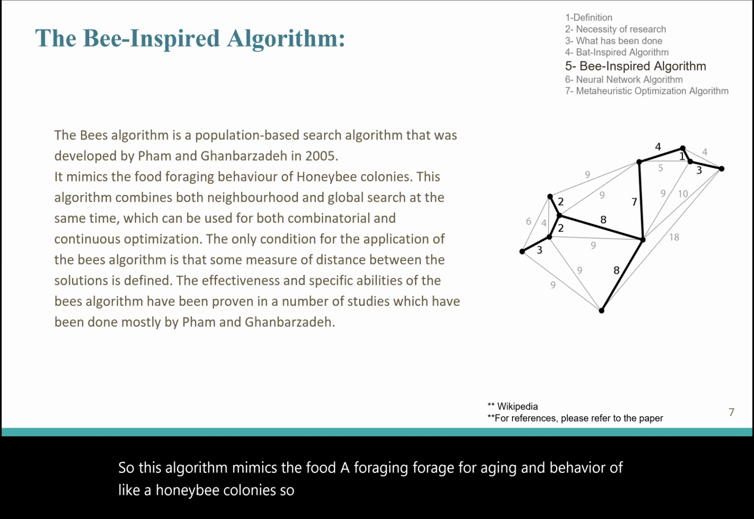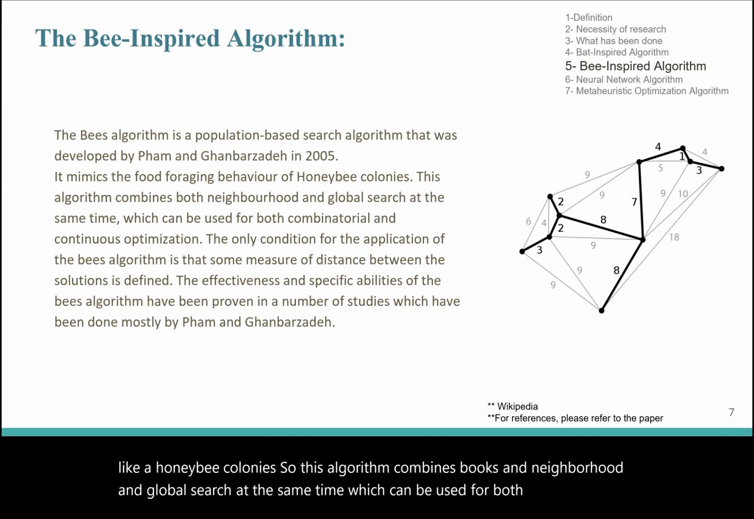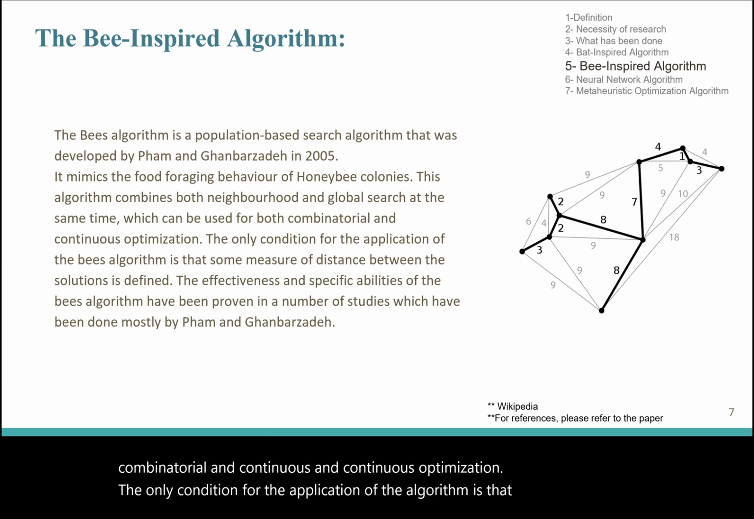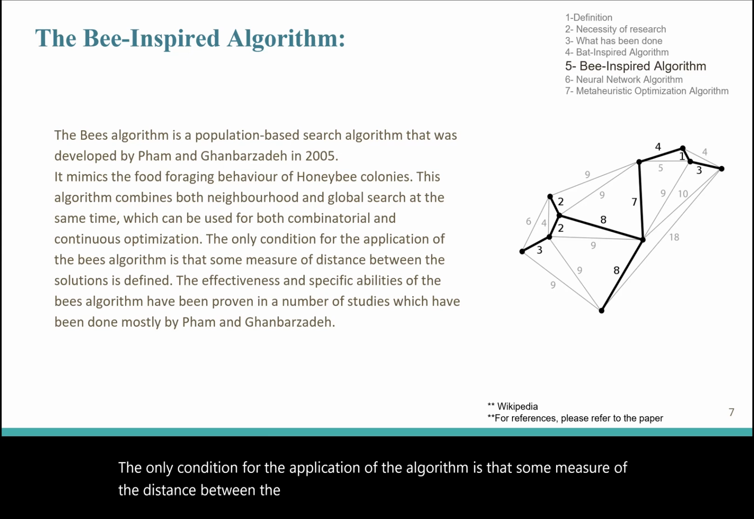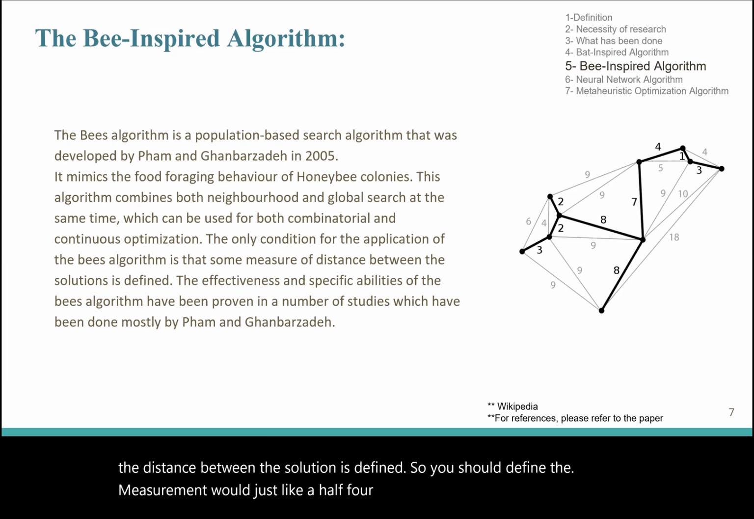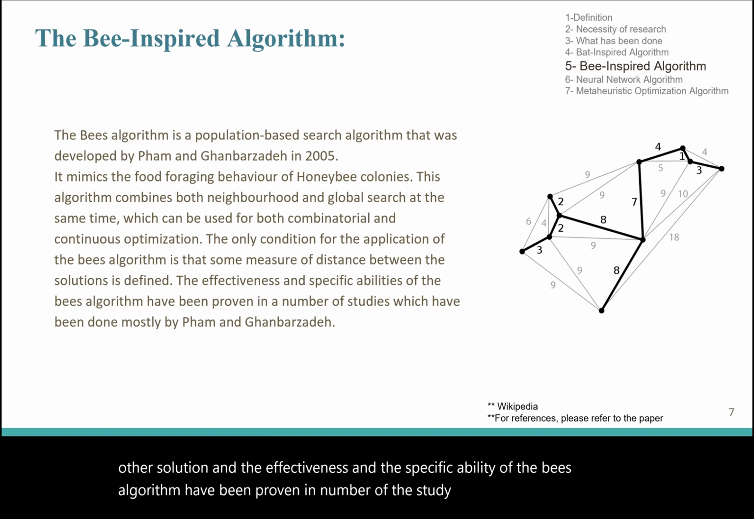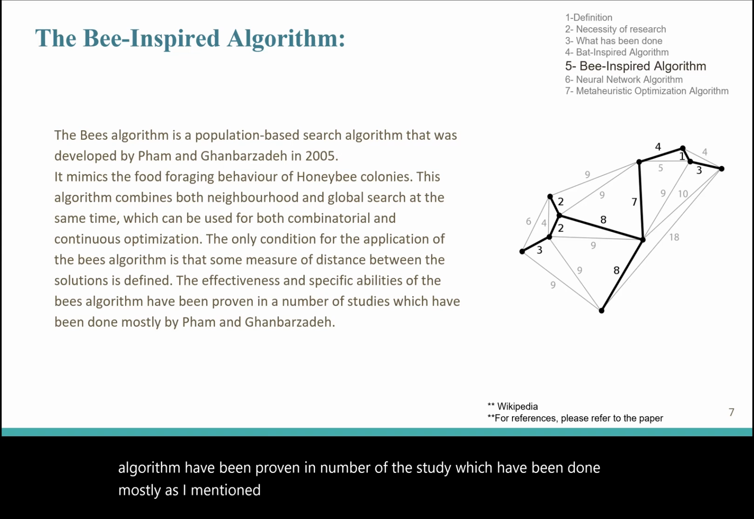This algorithm combines both neighborhood and global search at the same time, which can be used for both combinatorial and continuous optimization. The only condition for the application of the bees algorithm is that some measure of the distance between the solutions is defined. So you should define the measurement, or just how far you are going from one solution to the other. The effectiveness and specific ability of the bees algorithm have been proven in a number of studies, which have been done mostly, as I mentioned before, by Pham and Ghanbarzadeh.